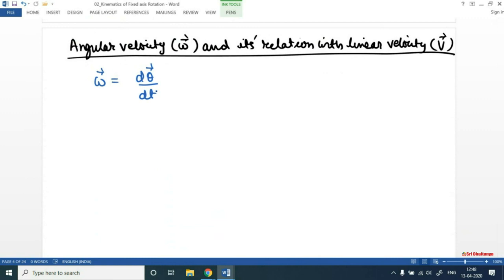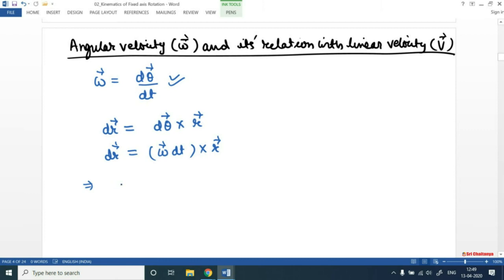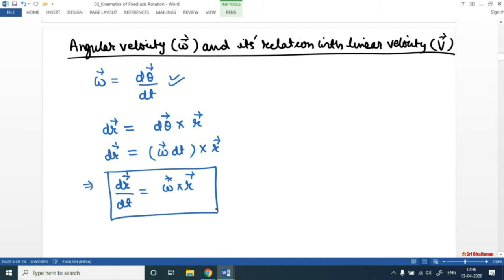Now for the relationship with the linear velocity, previously we derived the relationship dr is equal to d theta cross r. We will use that relationship to establish another relation between omega and v. According to this definition, d theta can be written as omega times dt, crossed with r. So dr is equal to this. Rearranging this equation, we get dr by dt is equal to omega cross r. So this is the relationship, omega cross r, or you can say v is equal to omega cross r.